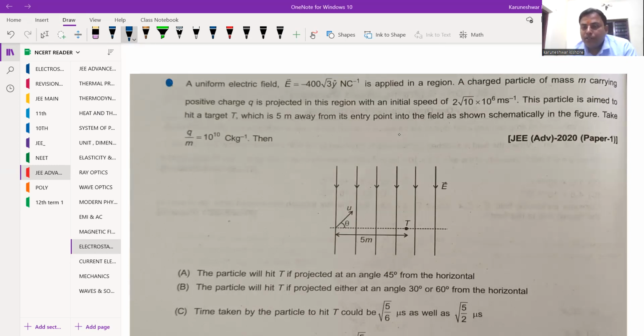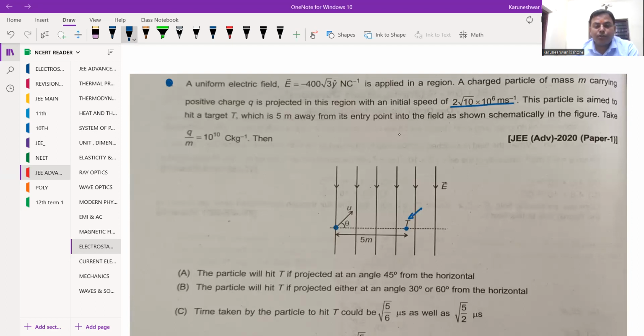Now, a charged particle of mass m carrying positive charge q is projected in this region where the electric field is switched on, with an initial speed of root 2 times 10 to the power 6 meter per second. This particle is aimed to hit a target T. Where is T? T is here. It is 5 meter away from the point of projection, from the field.